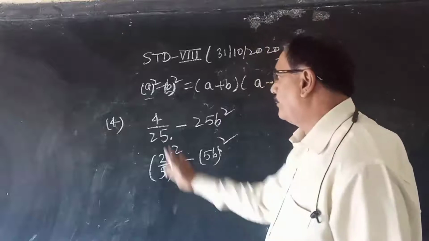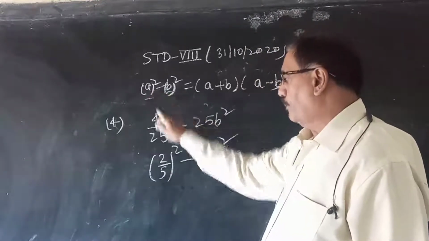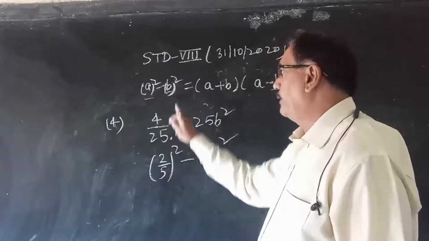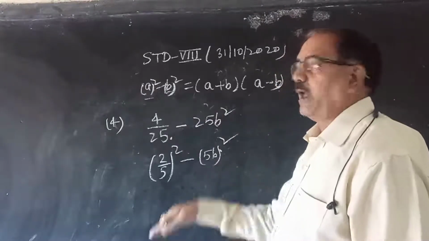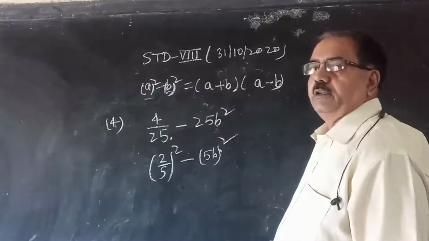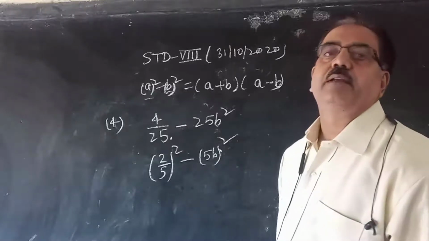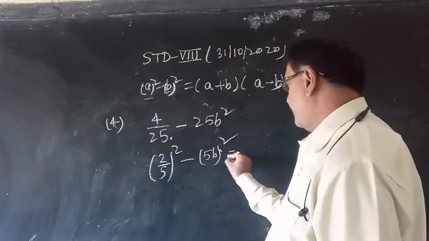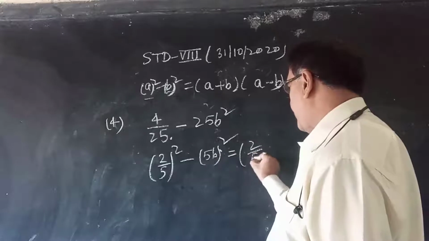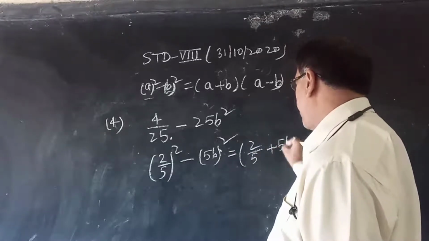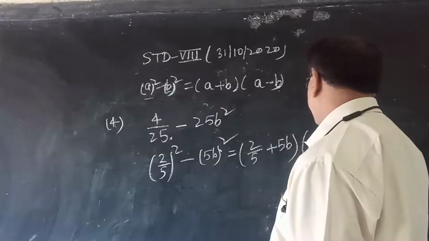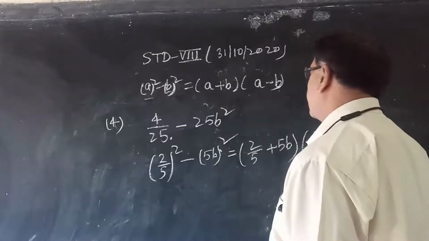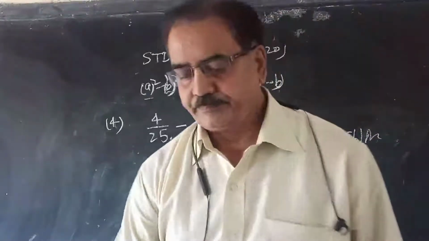Now when we compare with the formula, in place of a there is 2 by 5 and in place of b there is 5b. Now write in result form. What is the result? a plus b into a minus b. So a plus b means 2 by 5 plus b, that is 5b. A is 2 by 5, b is 5b, so minus 5b. This is our answer.